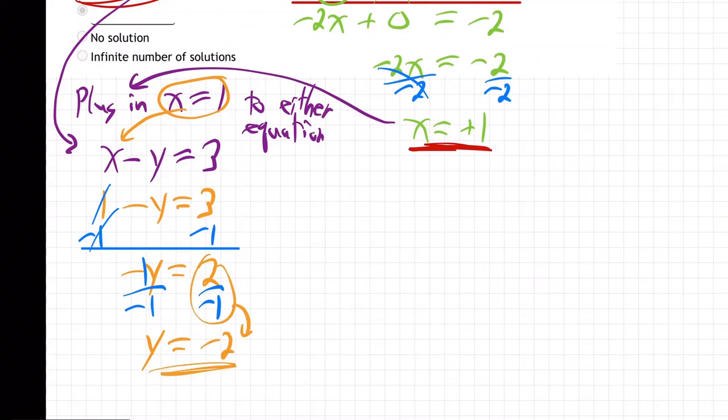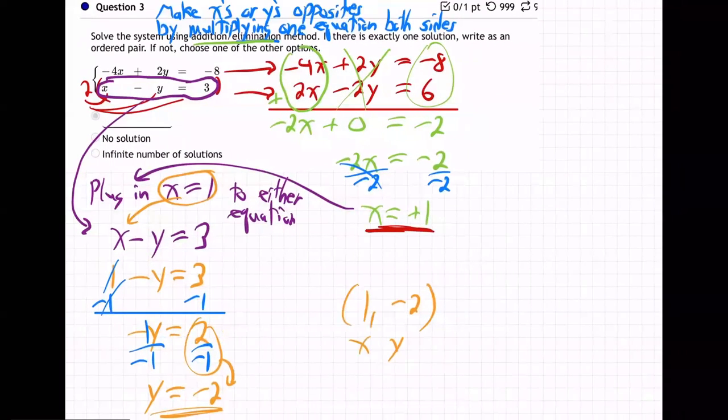So y is -2. So our answer is 1 comma -2, right? X comes first, then y. You've got to put parentheses around them with a comma. It'd be right here in this. You click this box, 1 comma -2. There it is. There's the answer.